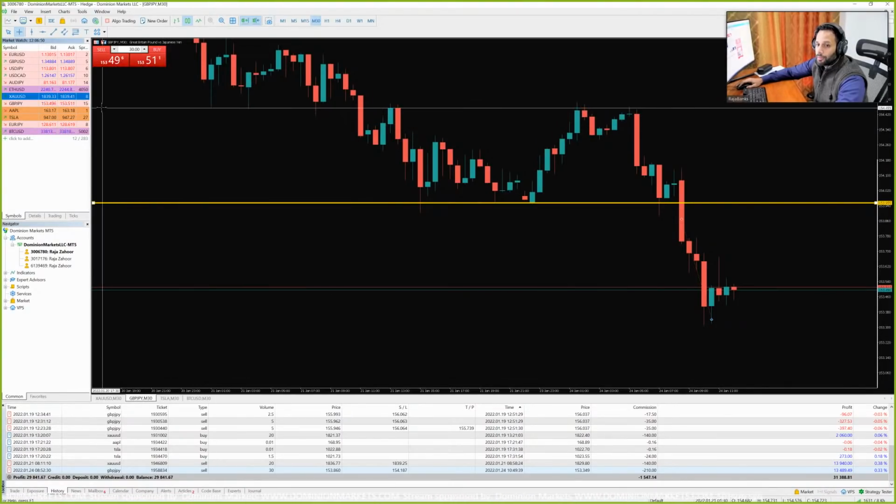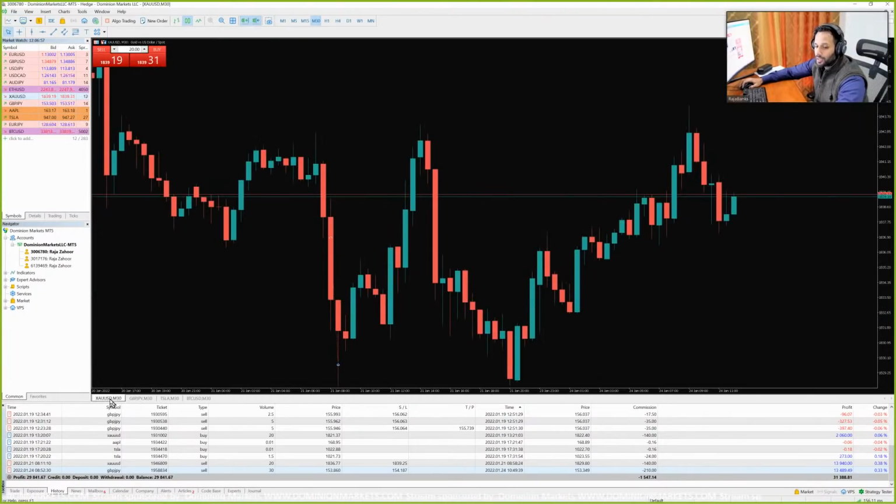Oh, look at these spreads. Less than a pip on gold. Very nice. Pound is less than 2 pips. Pound is okay, but gold spreads are pretty sick recently.